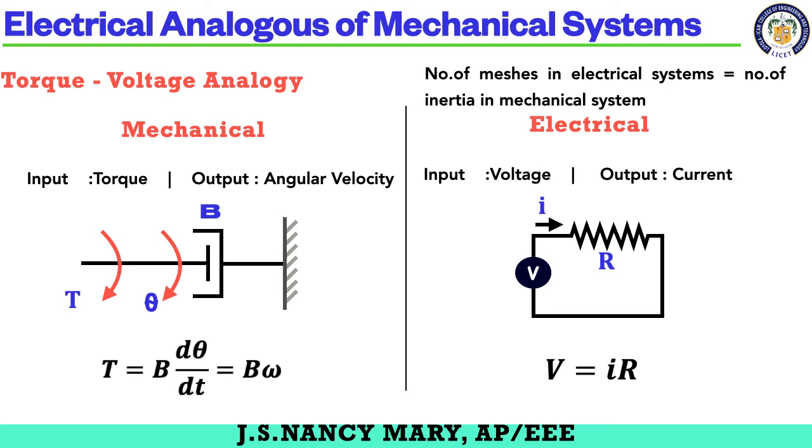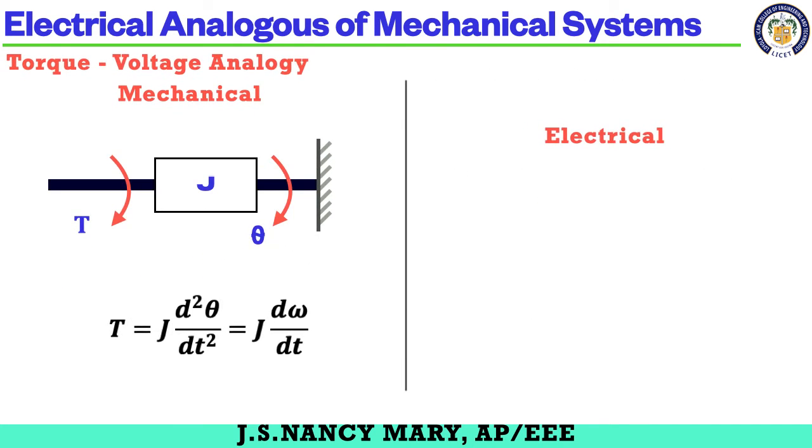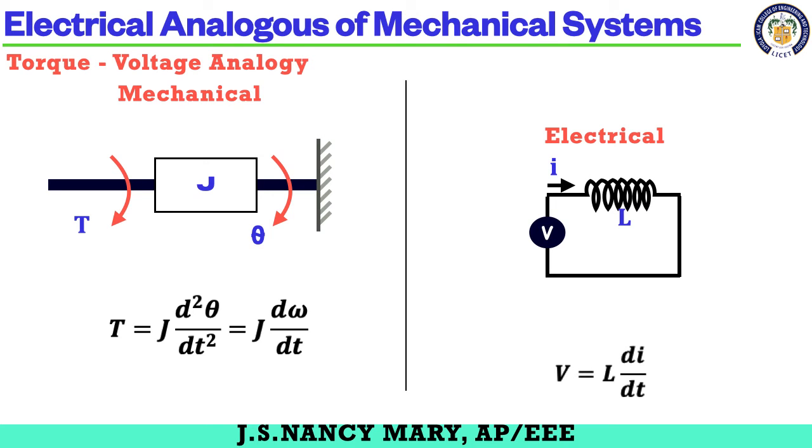Now coming back to the inertia, the torque voltage analogy for the inertia. We know that it is J into d omega by dt. Here T is replaced with voltage, d omega by dt is replaced with di by dt. So V is equal to L into di by dt, we know very well. So I am replacing J with L. So this is your replacement.